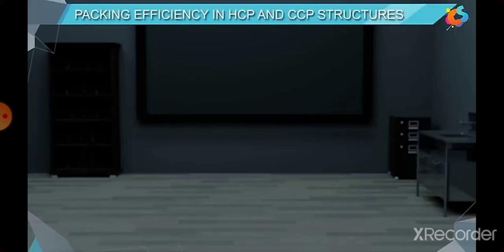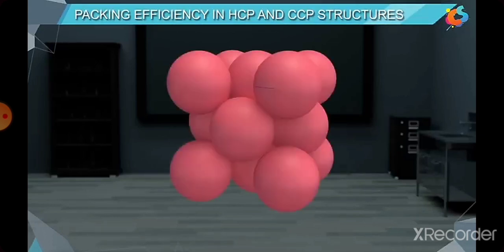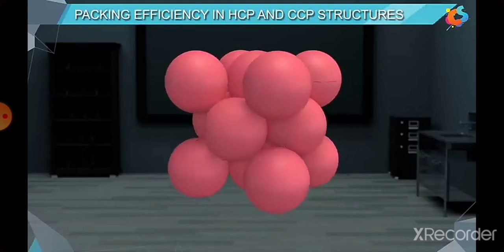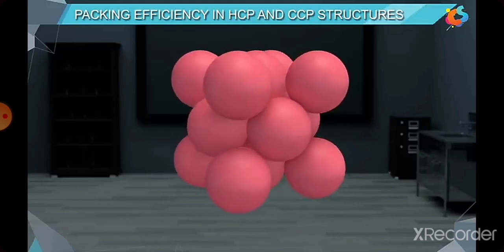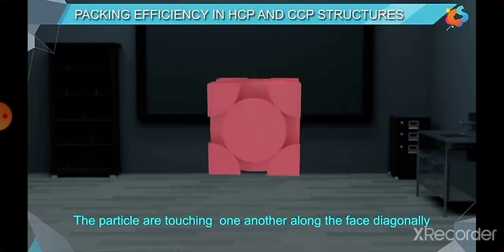Packing efficiency in HCP and CCP structures. Face-centered cubic unit cell. Let us calculate the efficiency of packing in CCP structure. Cubic close packing is same as face-centered cubic packing. In this type of arrangement, the particles are touching one another along the face diagonally.